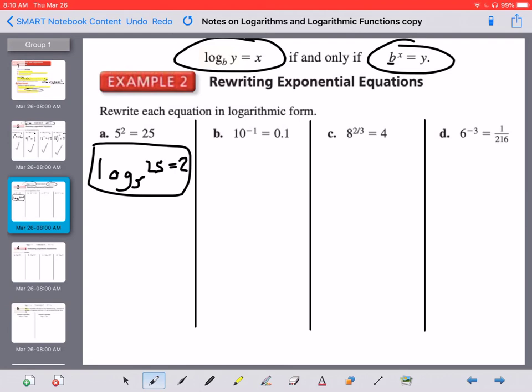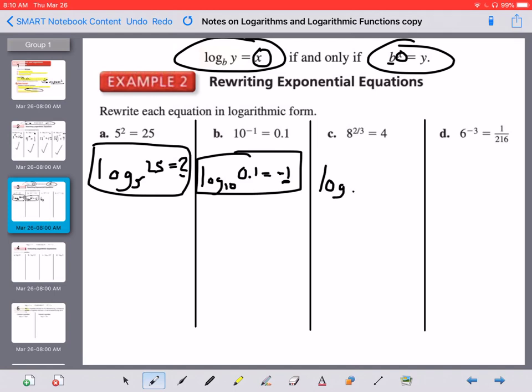On the next one, same deal. Log base 10 of 0.1 equals -1. Again, keep in mind, this number here is always the exponent in log form. This x is the exponent of the exponential form. Log base 8 of 4 equals 2 to the 3.